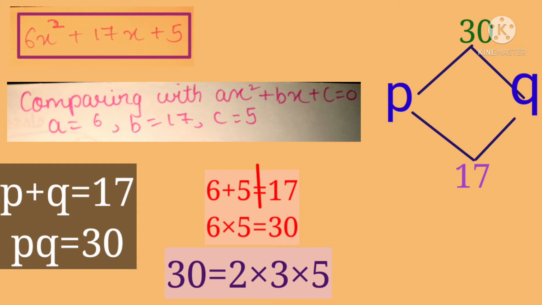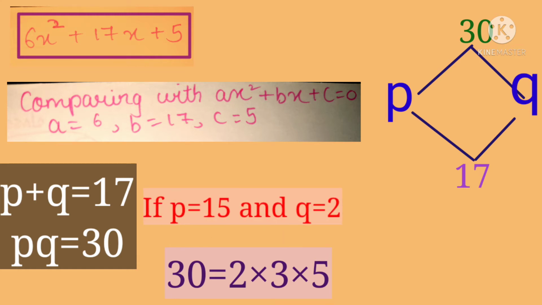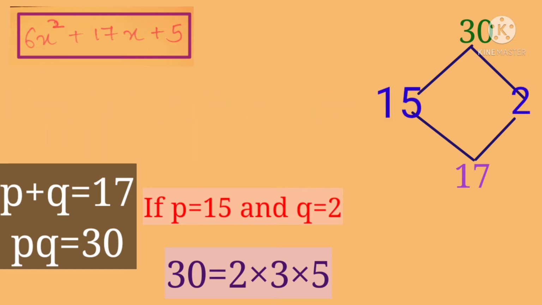But 6 plus 5 is not equal to 17. So we can't use the terms 6 and 5. So we need to go to the other terms. So if we use 15 and 2, it's nothing but 5 into 3, 15 and 2. So 15 plus 2 is nothing but 17 and 15 into 2 is nothing but 30. So we can use the terms 15 and 2. So let's take p as 15 and q as 2.